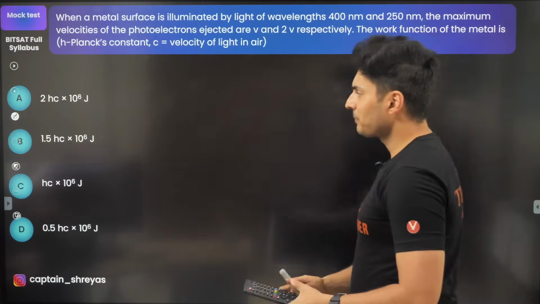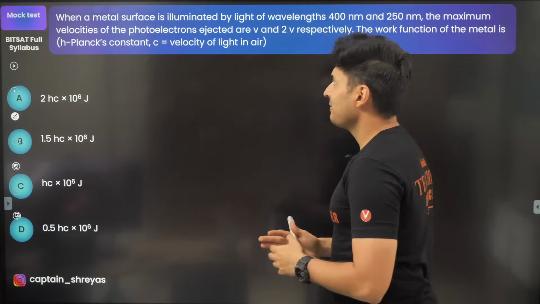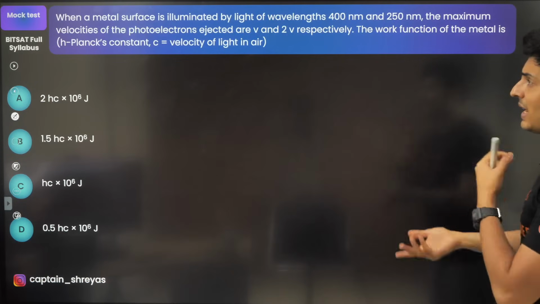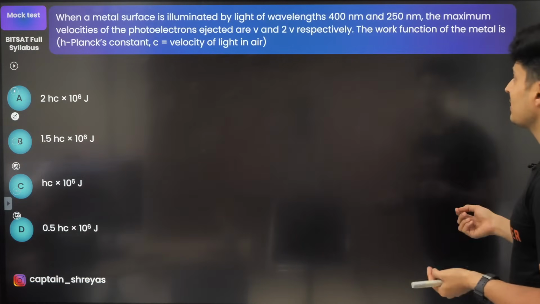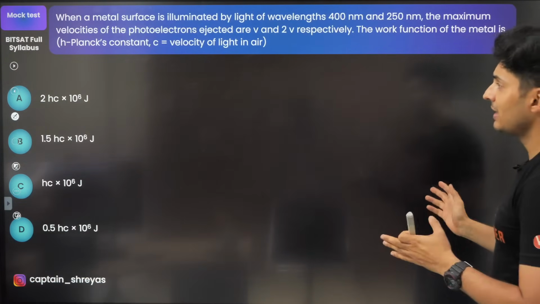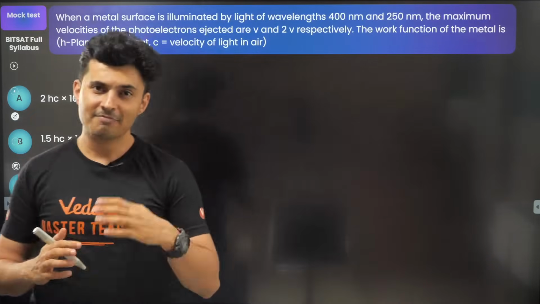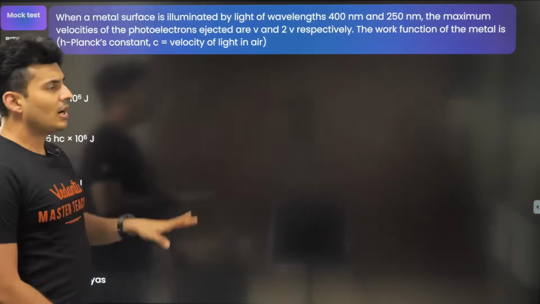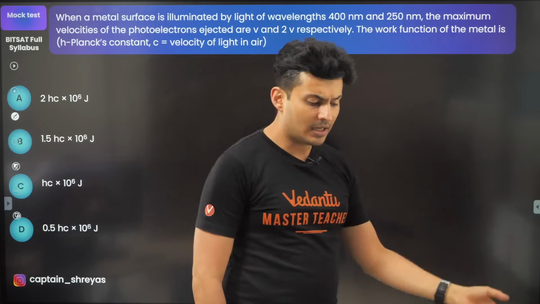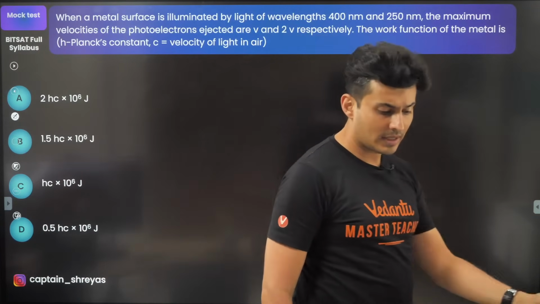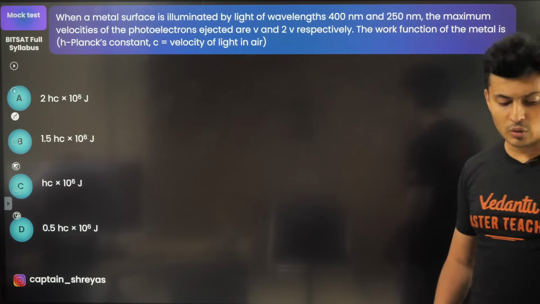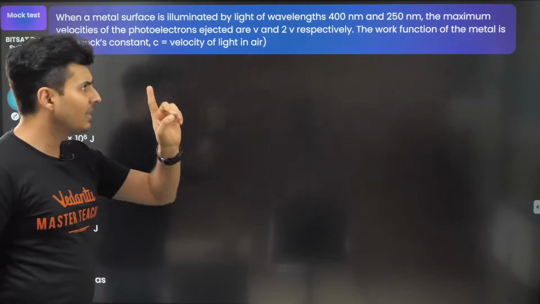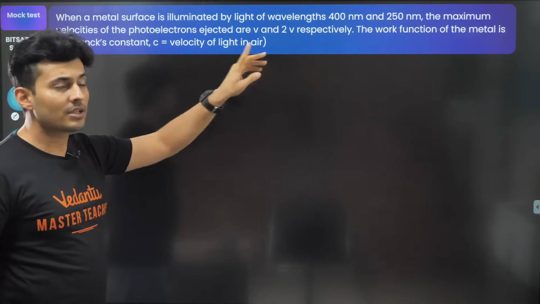Okay, moving on. When a metal surface is illuminated by a certain light of this and this wavelength, the maximum speeds are given to be this and this. The work function of the metal is how much? Interesting question. Let's try to do this. So, I think we need to use Einstein's photoelectric equation because there are two wavelengths over here, right? So there are two wavelengths over here. Work function will remain same, only the speeds will change.